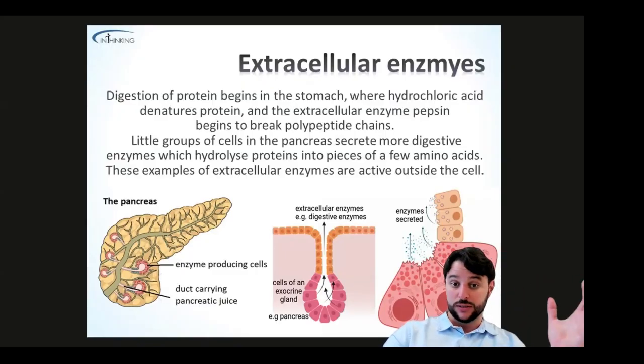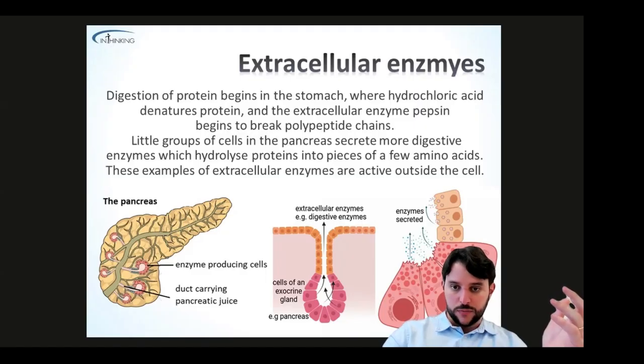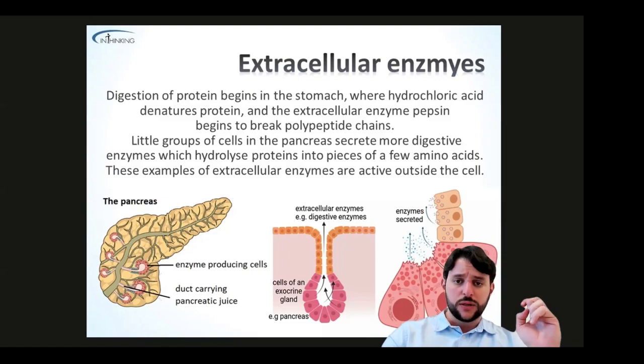Or in your saliva, the amylase in the saliva is another example. If you look at the cell, again, it is translating inside, put in the vesicles, and then through exocytosis, it secretes to the outside. The best example, digestive enzymes, as we discussed.